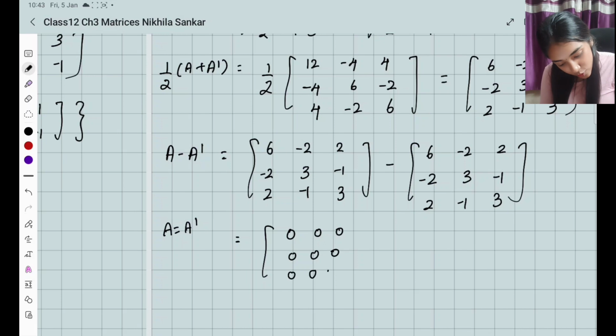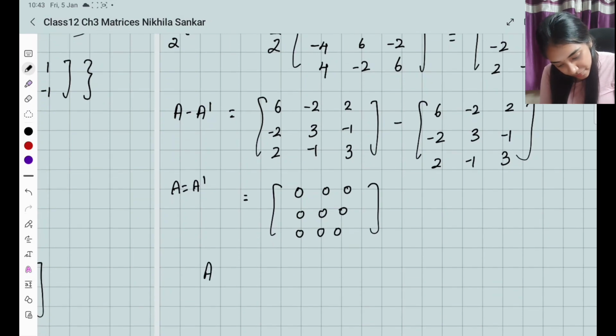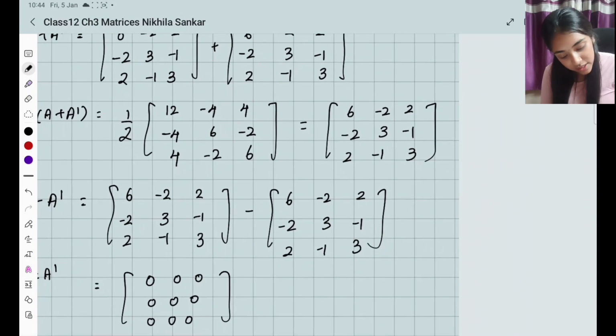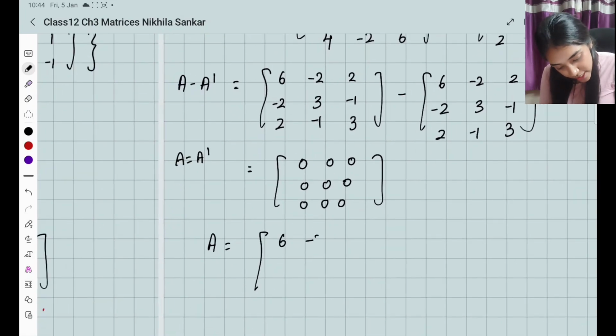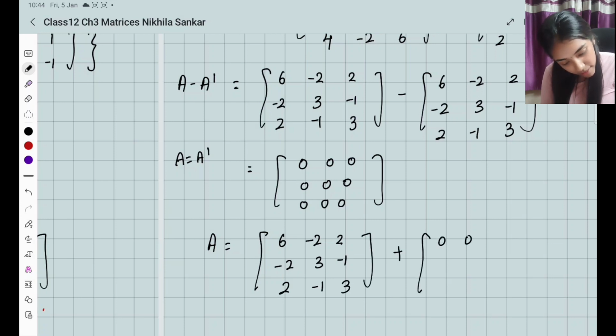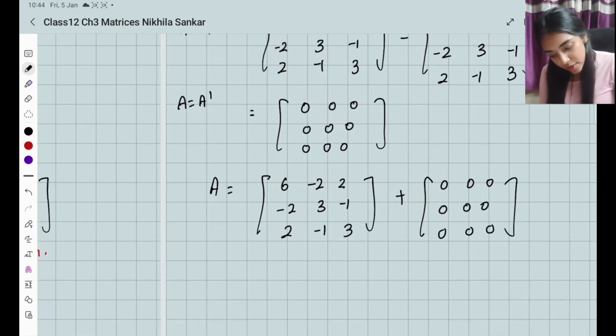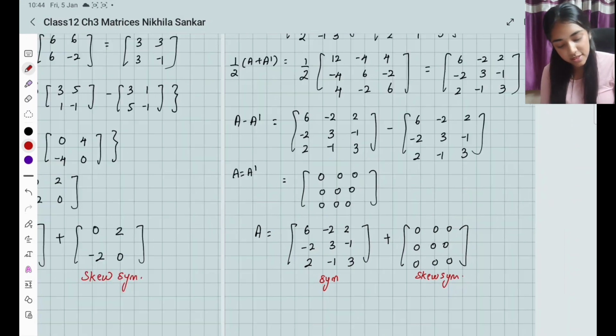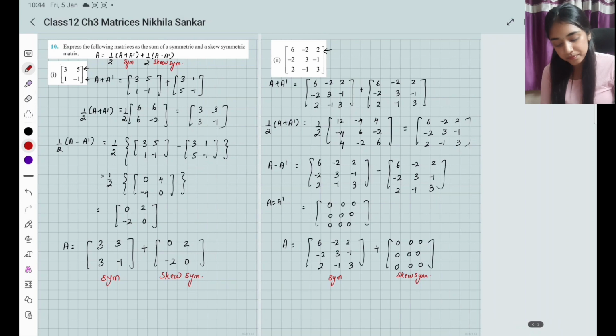Okay. So my final answer is going to be A can be represented as sum of the symmetric and skew symmetric. Here the symmetric part is the matrix itself. So I'm going to have 6, minus 2, 2, minus 2, 3, minus 1, 2, minus 1, 3, plus the skew symmetric matrix, which is going to be the 0 matrix. Okay. So this is going to be the symmetric matrix and this is going to be the skew symmetric matrix. Okay. Please copy.